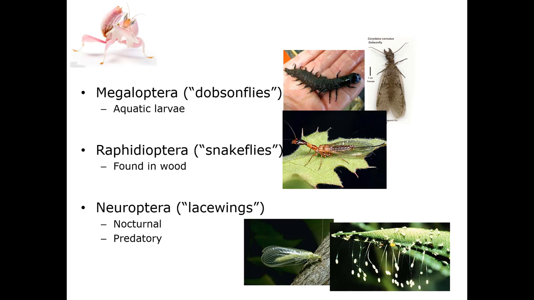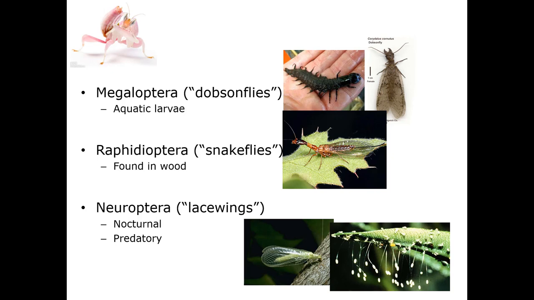These are relatively large insects. I mean, just look at those photos up top here. That's pretty big, about the span of your hand or so, for the larger species. They have these large, clear wings, and then they fold them back over their abdomen. In general, they have very strong mandibles.